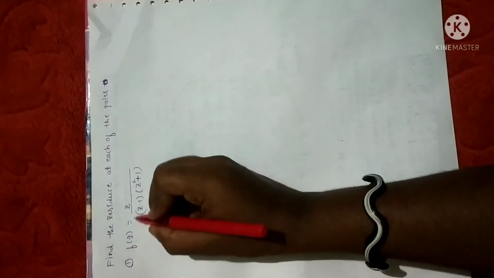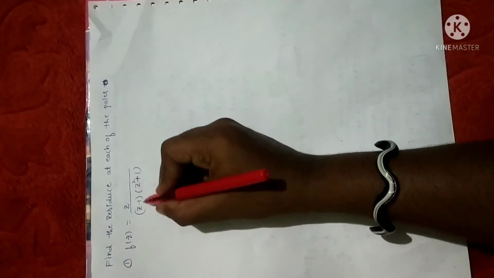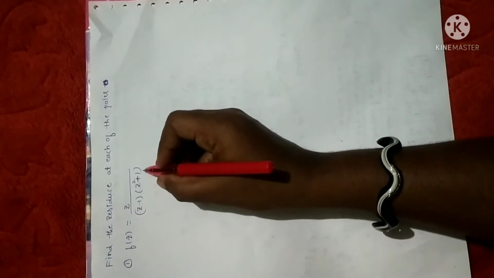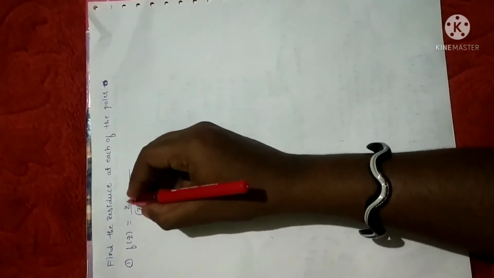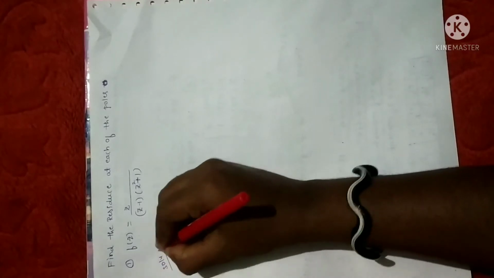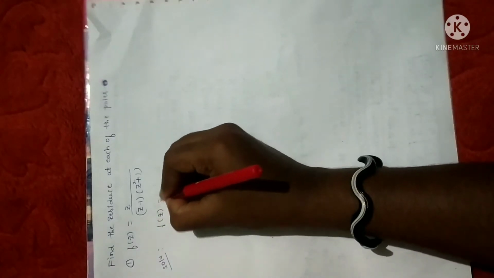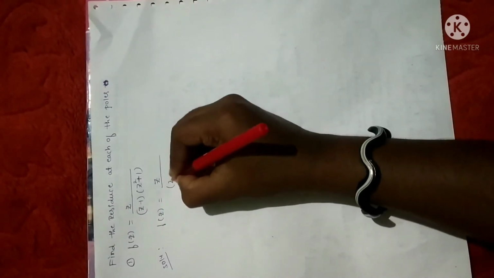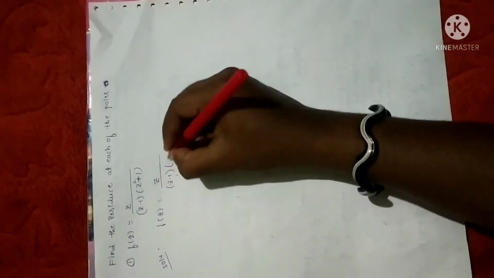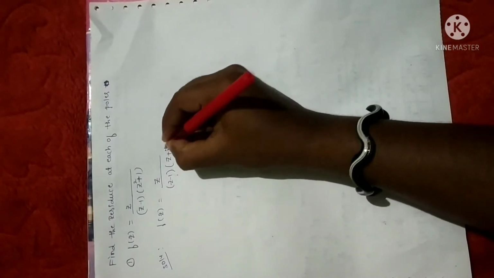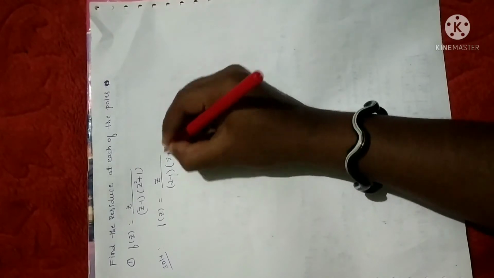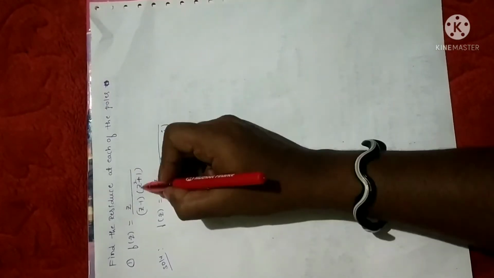Find the residue at each of the poles. First problem: f of z is equal to z divided by (z minus 1) into (z square plus 1). Now I can write this given function as follows. Solution: f of z can be written as z divided by (z minus 1) into, now z square plus 1 can be written as (z plus i) into (z minus i), right? Further, if you simplify this, you will get back this, right?